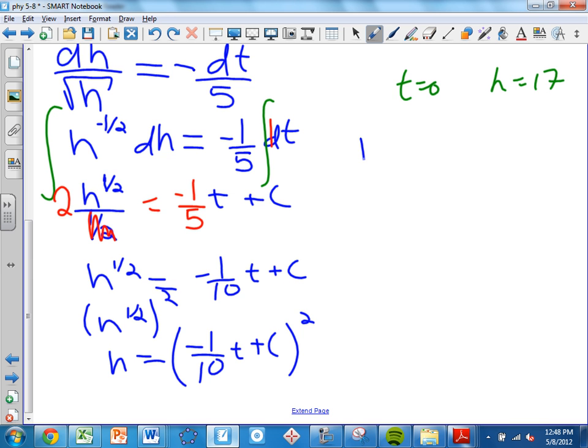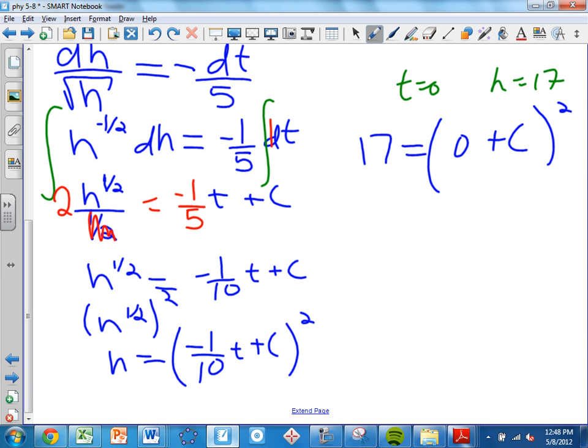But why does the square stay there? Do we plug in the t? Yes, you plug in the t as just 0. So you get 17 equals, watch it, 0. So what is C going to be now? Radical 17.